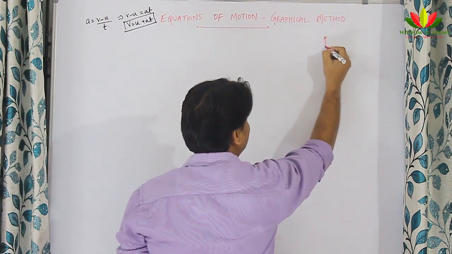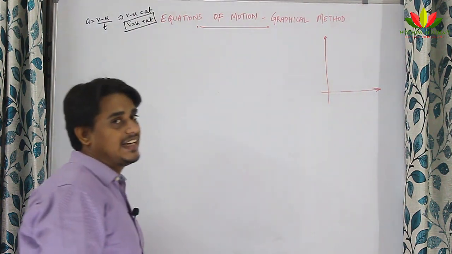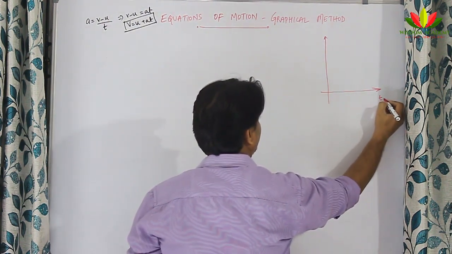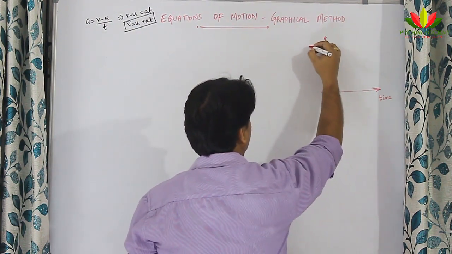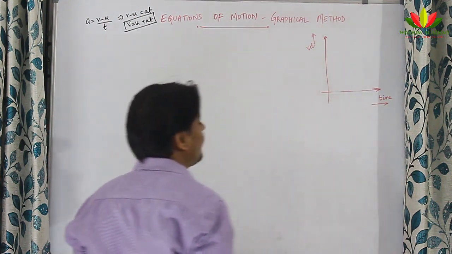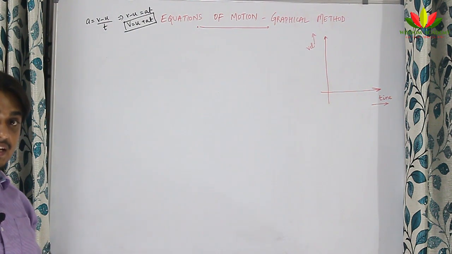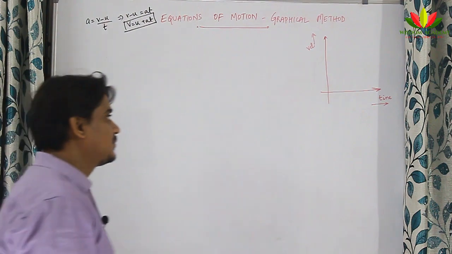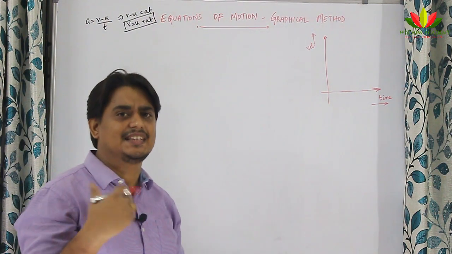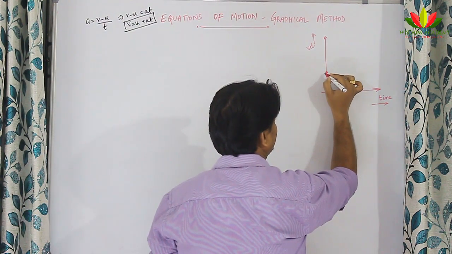For that I am taking the help of a velocity-time graph. I am drawing time on the x-axis and velocity on the y-axis. Why am I doing this? Because I know the area under the velocity-time graph gives you displacement. Let me assume that any vehicle or any object is having some initial velocity. So initial velocity, let this be u.